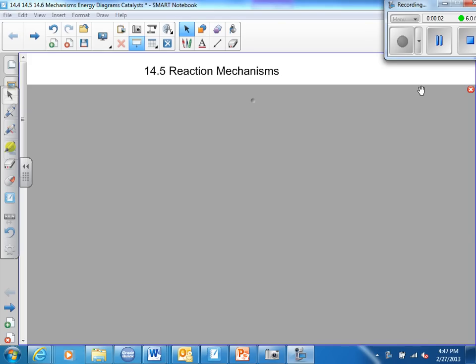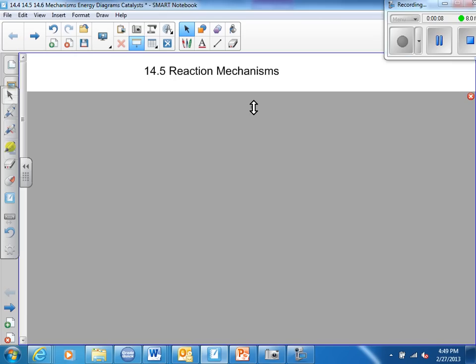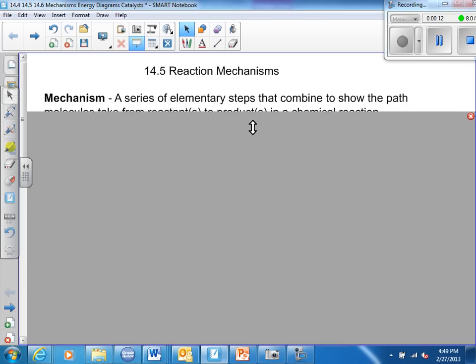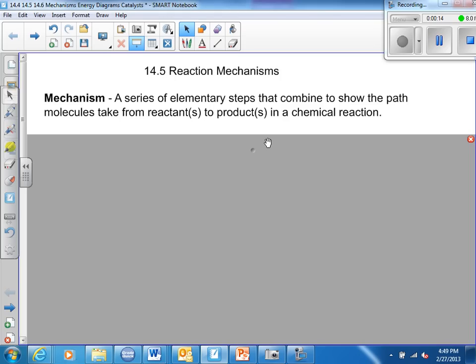So now we are on to reaction mechanisms. So we're going to start with 14.5 and then go back to 14.4. So a mechanism is a series of elementary steps that combine to show the path molecules take from reactants to products in a chemical reaction.